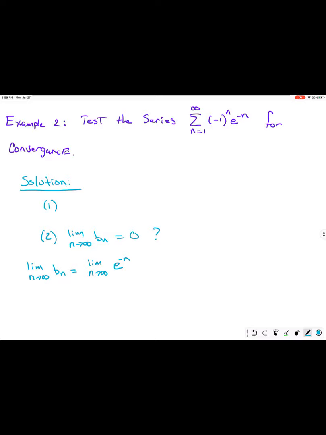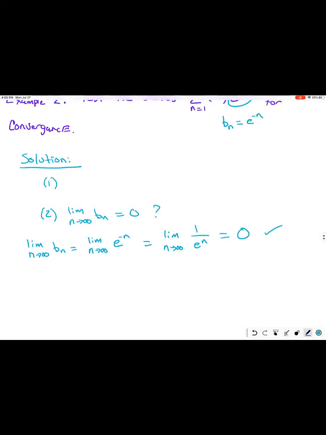So the limit as n approaches infinity of b sub n is equal to the limit as n approaches infinity of e raised to the minus n, since b sub n is e to the minus n. That's the limit as n approaches infinity of 1 over e to the n, and that is exactly equal to 0. So it passes part 2 of our solution test.